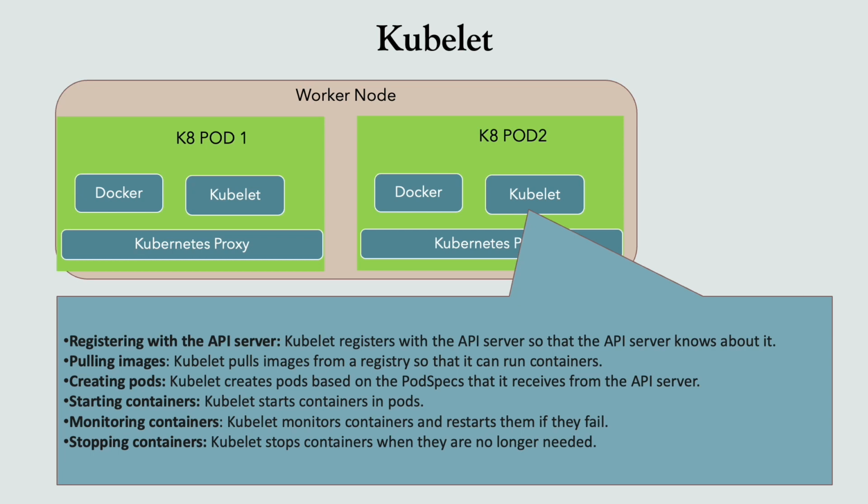It creates the pod based on the pod spec which is received from the API server, and it starts the container. Kubelet starts containers in the pod, monitors the containers, and restarts them if they fail. Kubelet stops containers when they are no longer needed and communicates the same to the API server.